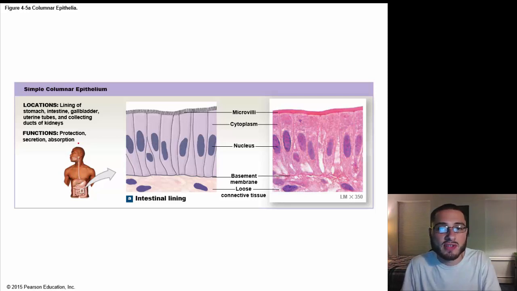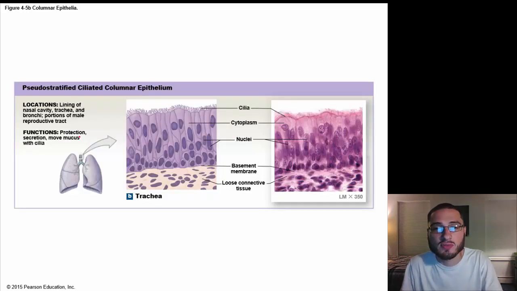And where we see these simple columnar epithelium, you see them in the lining of the stomach and the intestines, and they're good also for protection, secretion, absorption. Pseudostratified ciliated columnar, you're going to see these cilia, all right, not microvilli, not microcilia. You're going to see the cilia in the lining of the nasal cavity, the trachea, the bronchi, in the lungs. So this is big in the lungs, the trachea.